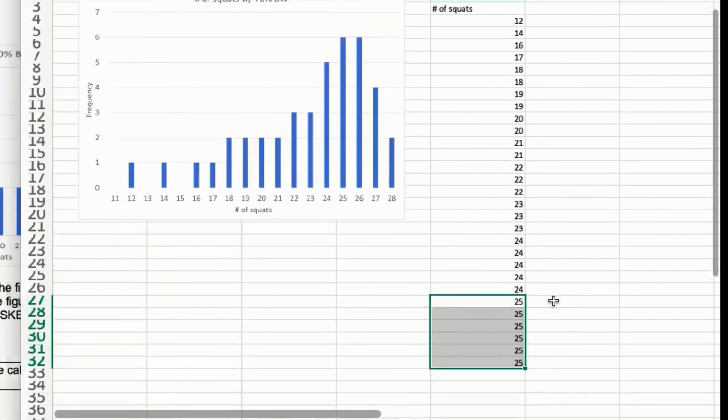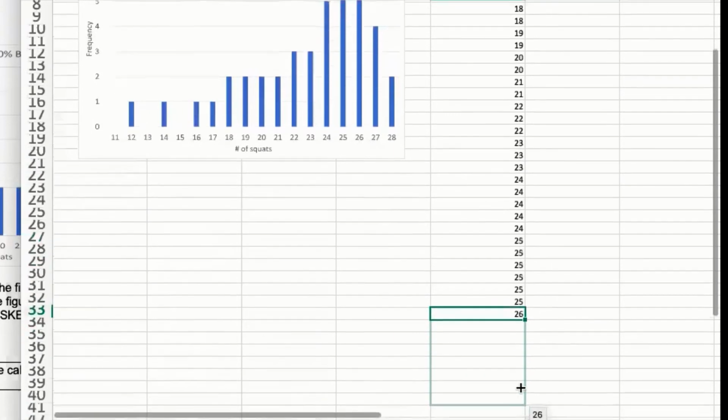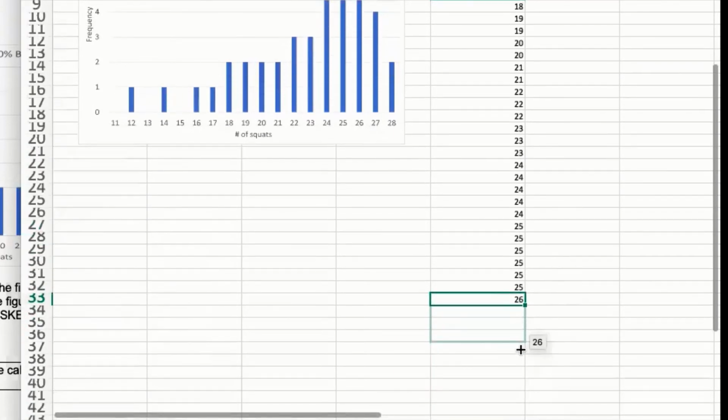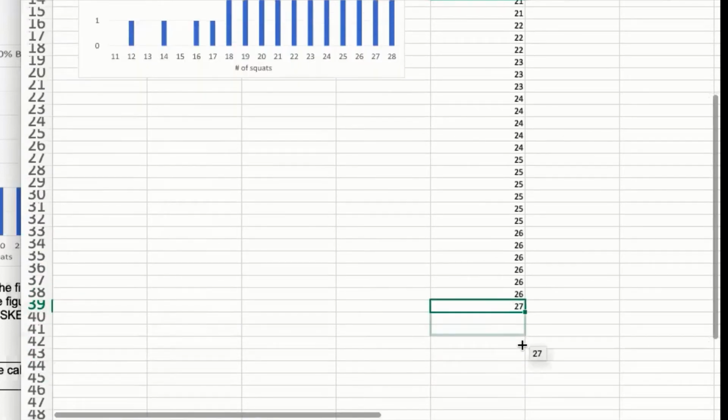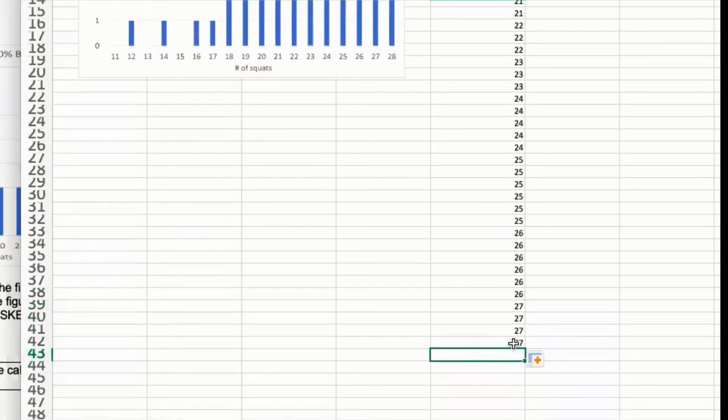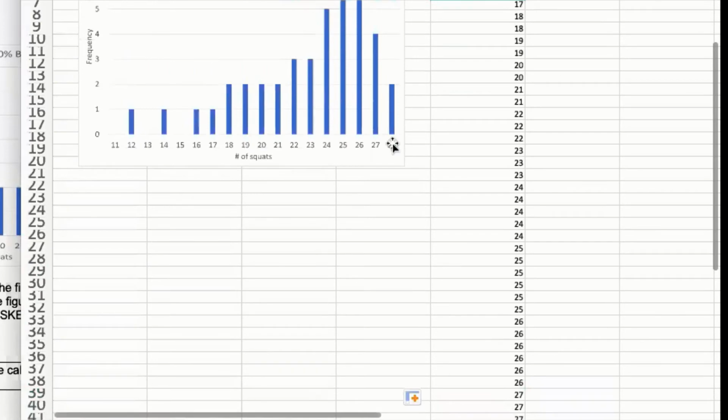Six people also had 26 squats. 1, 2, 3, 4, 5, 6. Four people had 27 squats. And then two people had 28 squats.